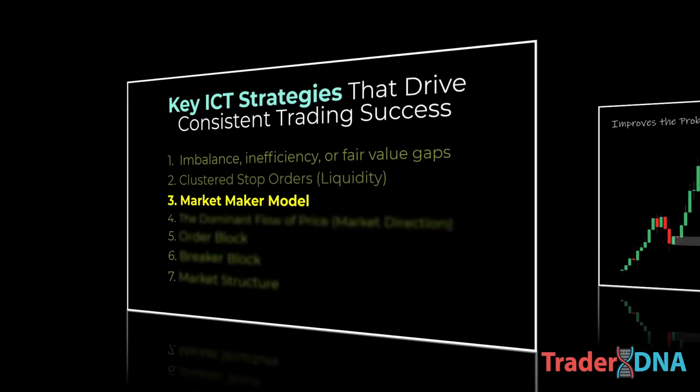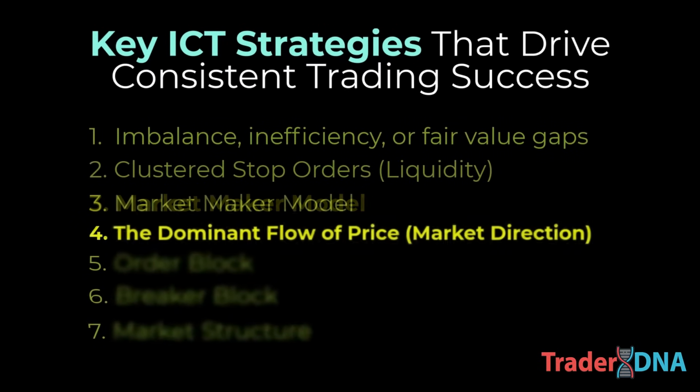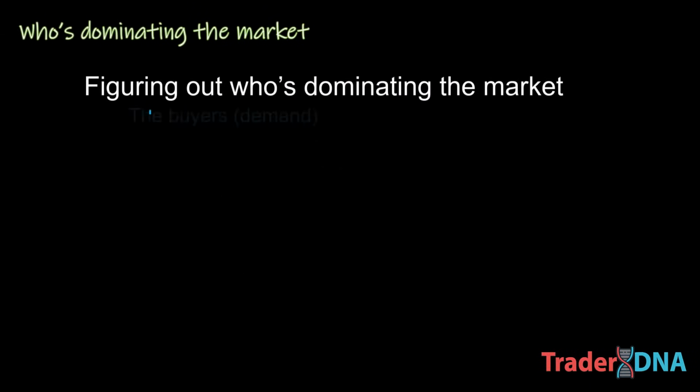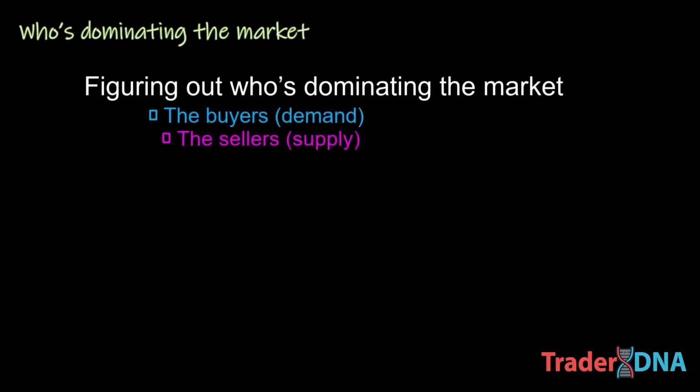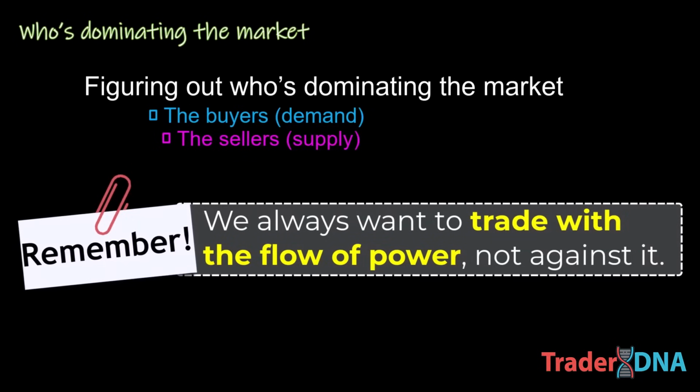All right, now let's talk about something that sits at the core of every smart trade: market direction, or in simple terms, who's in control right now? Before we do anything else, the very first step in reading any chart is figuring out who's dominating the market. Is it the buyers, demand, or the sellers, supply? Because remember, we always want to trade with the flow of power, not against it. So how do we determine who's in control? It all comes down to mitigations. This is the key mechanism in smart money concepts.